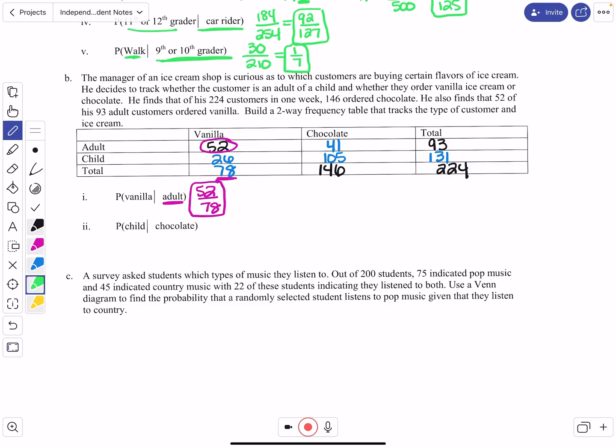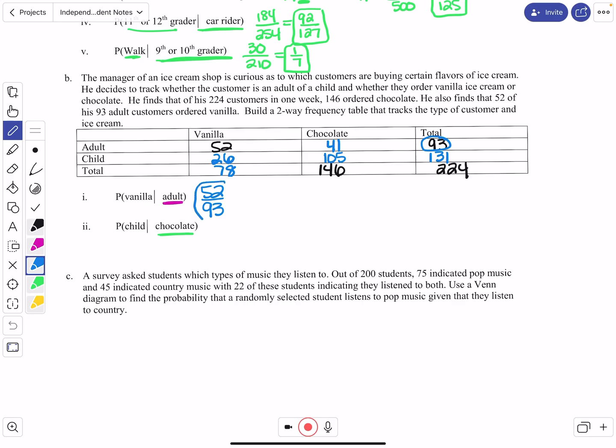All right. Now, for child, given that we are chocolate, so I go to my chocolate column. Oh, wait, I just did that one backwards. Whoops, let me back up here. I looked at the wrong column. So that was a 52. That was a 26. Okay, sorry. So adult, I should have been looking out here at 93. Bottom number's a 93. And vanilla, 52, should have been on top. Okay, so there we go.